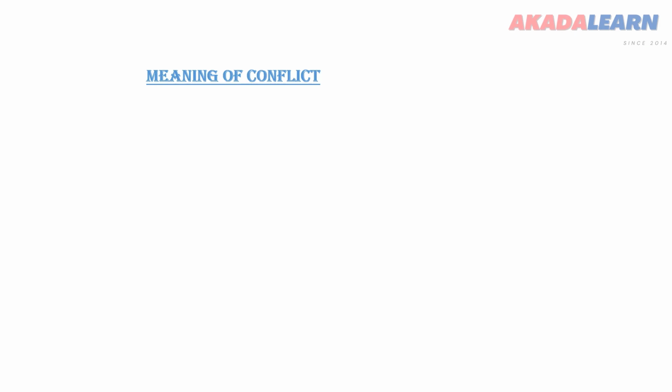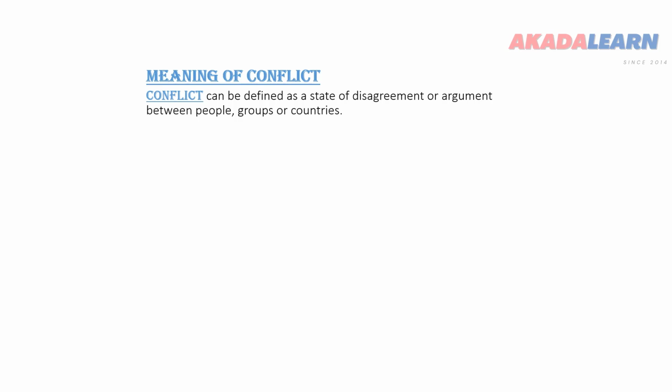Now, the word conflict describes disagreement, argument. I'm sure you have had disagreement with one or two persons before now. Wherever there is a social group where people have to live together, there's bound to be conflict. Now, conflict can be defined as a state of disagreement or argument between people, groups, or countries. It's possible for people to have conflicts. Everybody cannot agree with the same thing at the same time. So this is the reason why there's bound to be conflict.